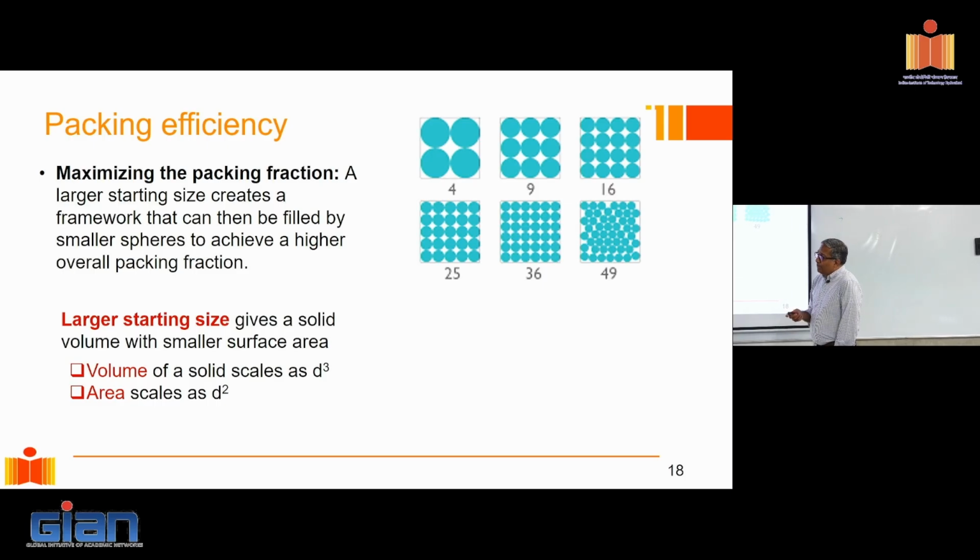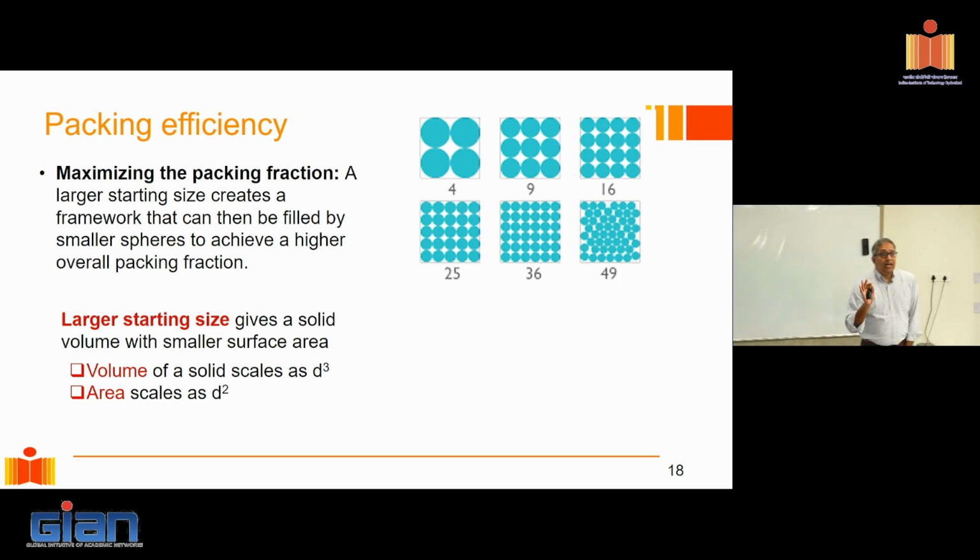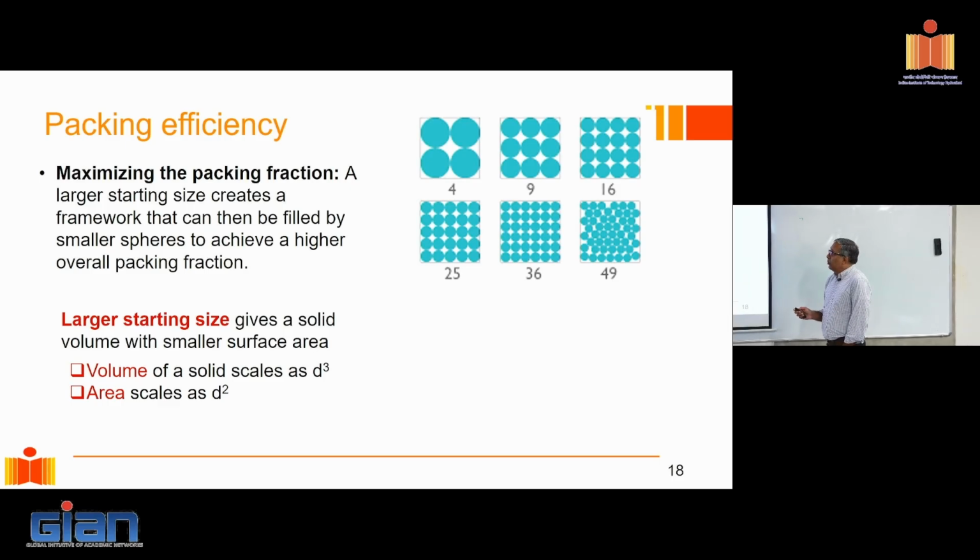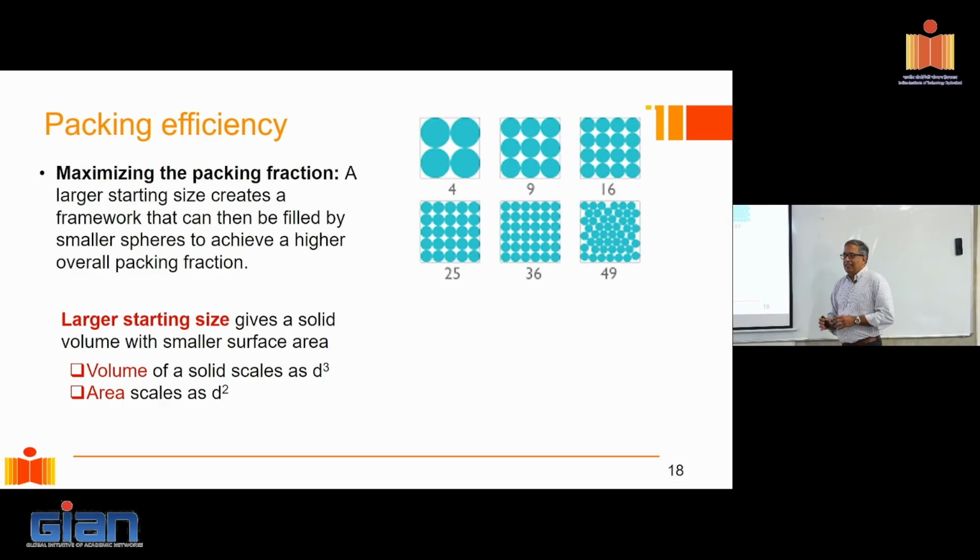Heuristically, you can understand from here that you're better off starting with a larger size. If your initial diameter is large, you can actually achieve a better packing efficiency, because the larger sizes would create a skeleton, which I could then subsequently pack with smaller sizes. But of course, grading is very important. Here the role of the larger aggregate size is important in achieving higher packing efficiency.